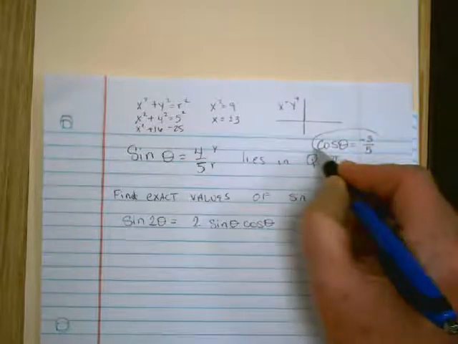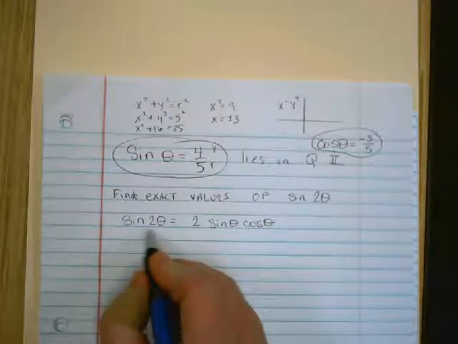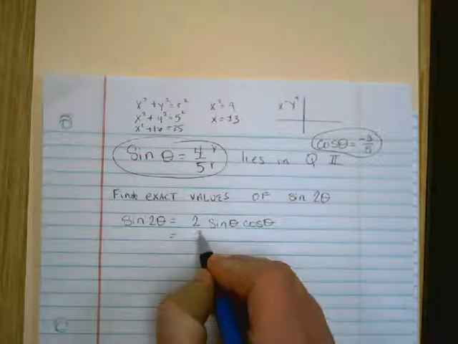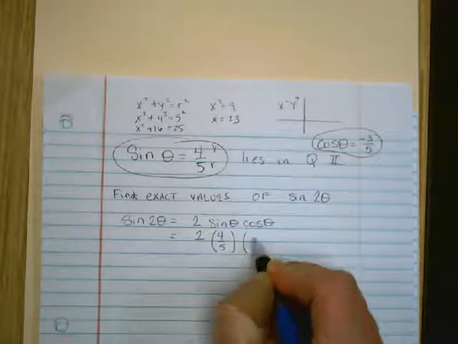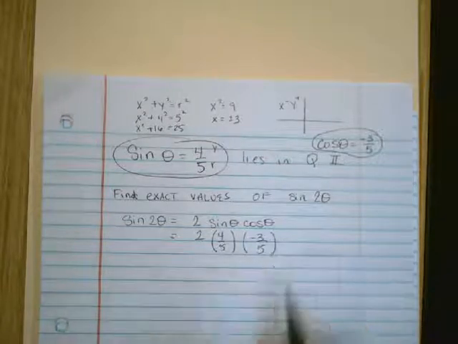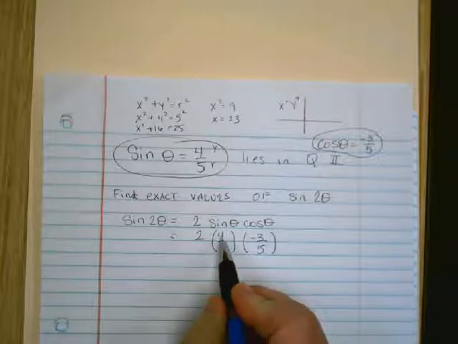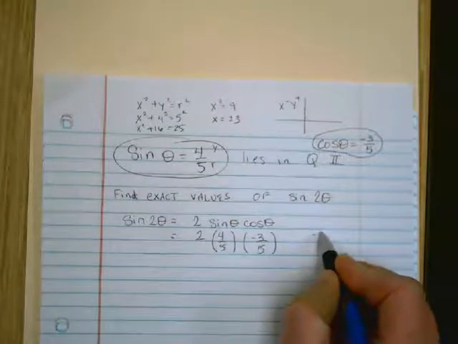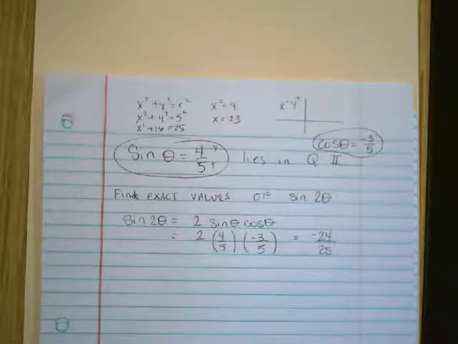So I'm going to use this piece of information and this piece of information to find my value. I'll plug those in. The sine of 2 theta is equal to 2 times the sine of theta, which is 4/5, times the cosine of theta, which is negative 3/5. When I multiply that together, I'm going to get 2 times 4 times negative 3, which is negative 24 over 25 for an answer. So the answer to this is negative 24 over 25.